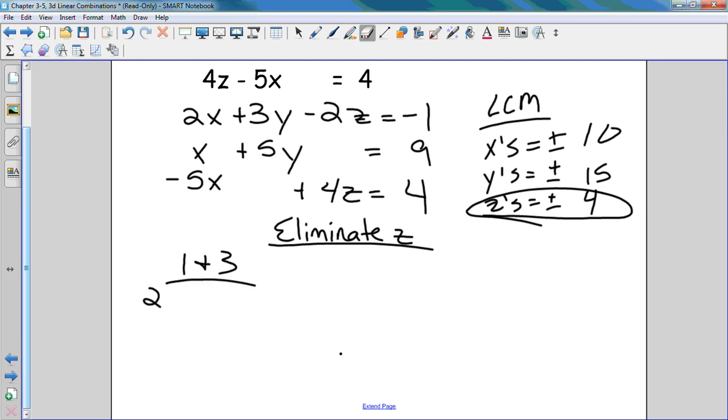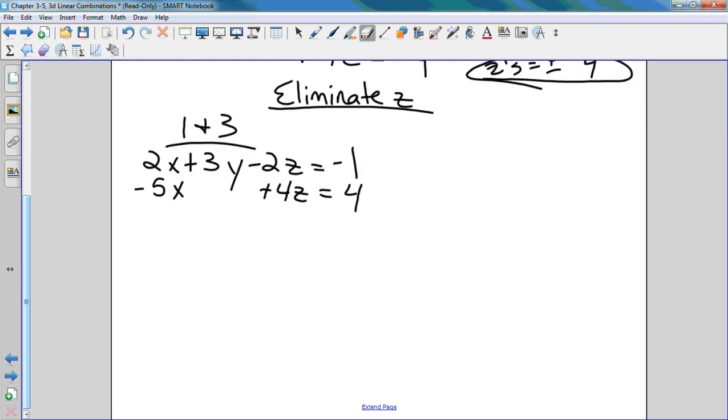So I have 2x plus 3y minus 2z equals negative 1. Then I have negative 5x plus 4z equals 4. In order to eliminate the z's, what do I have to do? Yeah, multiply the top one by 2. So I'm going to get 4x plus 6y minus 4z equals negative 2.